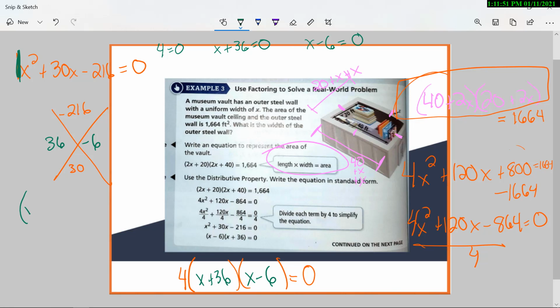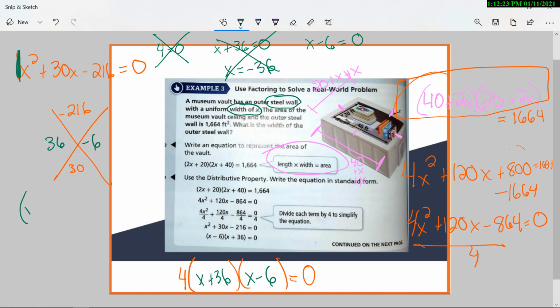So the first one, 4 equals 0. That doesn't make any sense. 4 isn't 0, so it doesn't mean anything for us. X plus 36, we subtract 36 from both sides, we get x equals negative 36. Can that be an answer? Well, what does x stand for? The width of the steel wall. Can we have a negative width? I don't think so. So even though that algebraically worked out, in real life, that's not our answer.